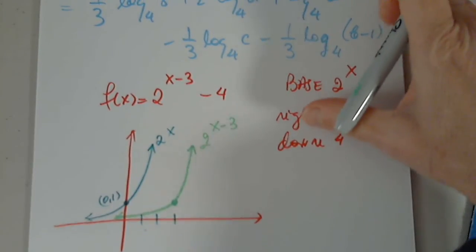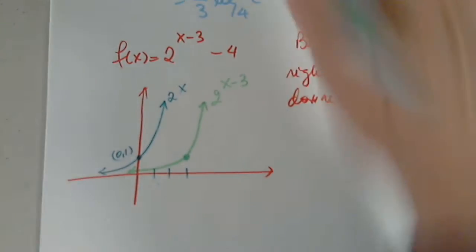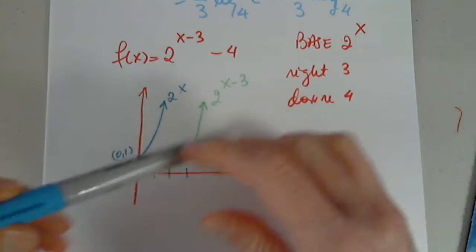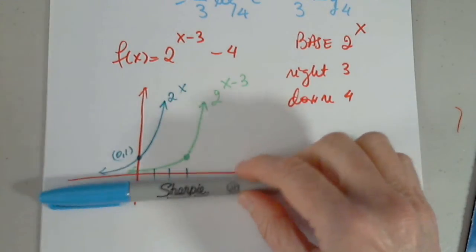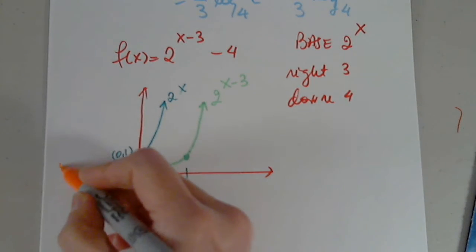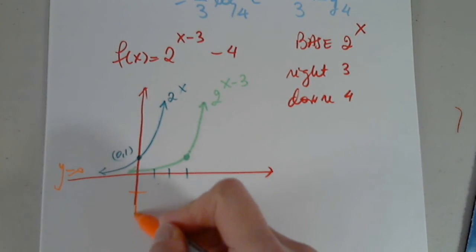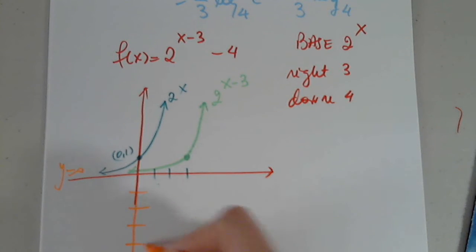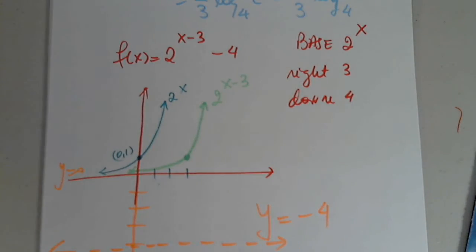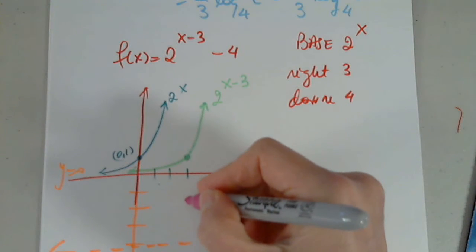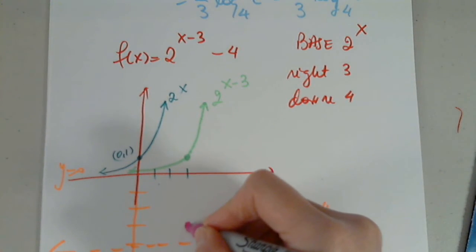Now I have to shift this graph down. And I have to shift the horizontal asymptote first. The horizontal asymptote is at 0, but I have to shift it 4. Y equals negative 4. So now this point moves here.